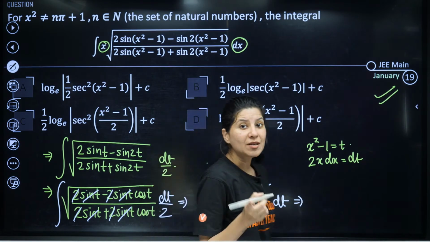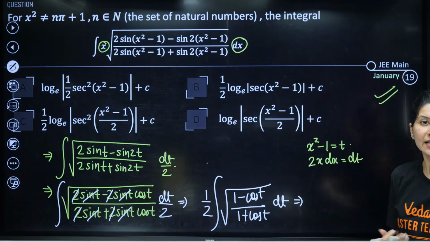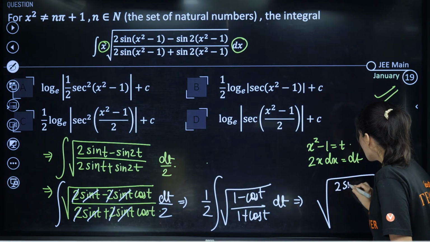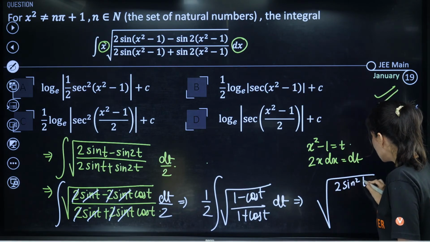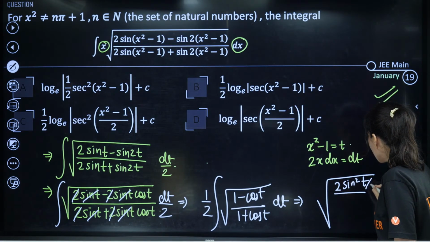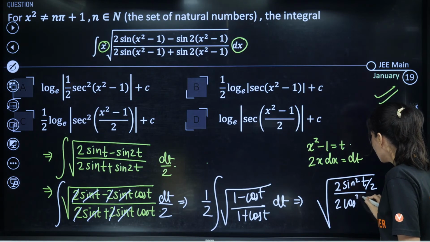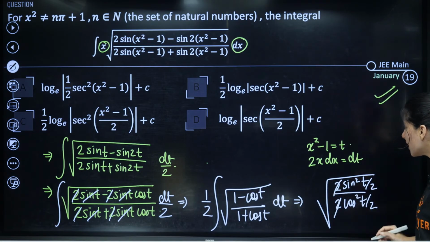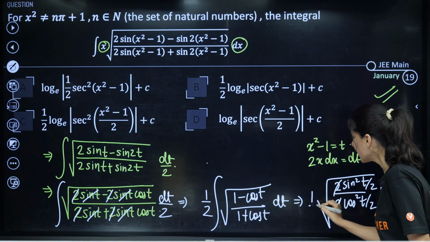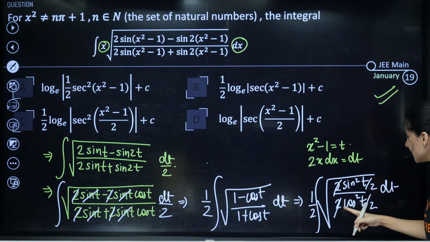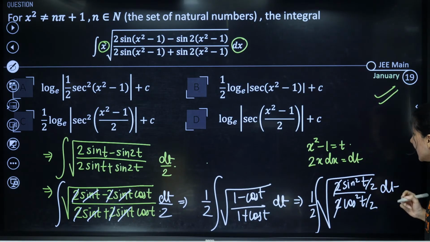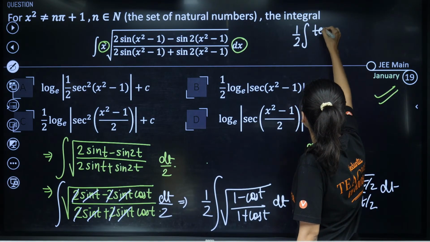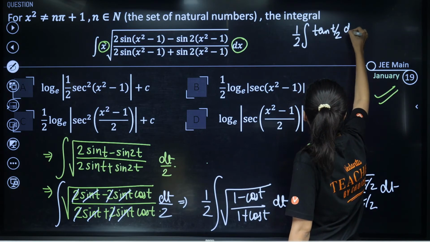So now finally, 1 minus cos t is what? 2 sine square t by 2. So this is going to become 2 sine square t by 2, and this is 2 cos square t by 2. 2 cancels. This is going to be the square root of tan square, let's not forget the half and the integral. So this is what? Sine by cos. So half tan t by 2. So we need to find the half integral of tan t by 2 dt.